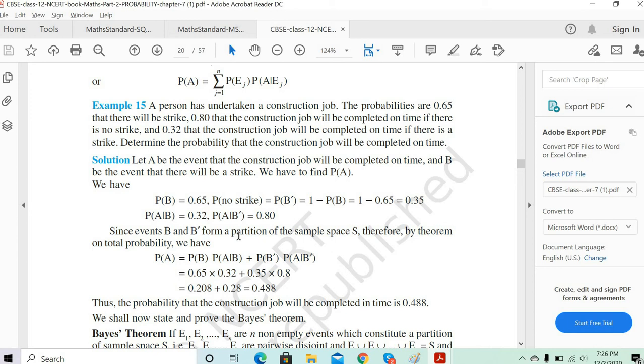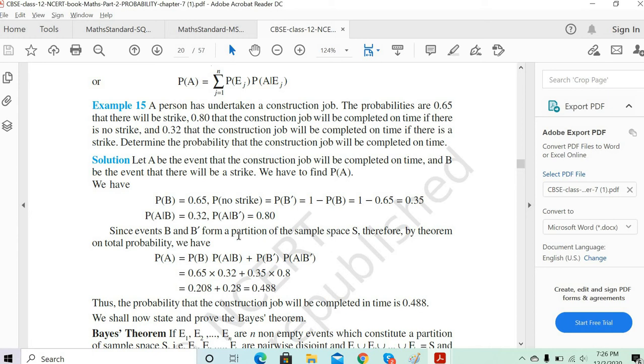A person has undertaken a construction job and the probabilities are 0.65 that there will be a strike, 0.80 that the construction job will be completed on time if there is no strike, and 0.32 that the construction job will be completed on time if there is a strike. Determine the probability that the construction job will be completed on time.